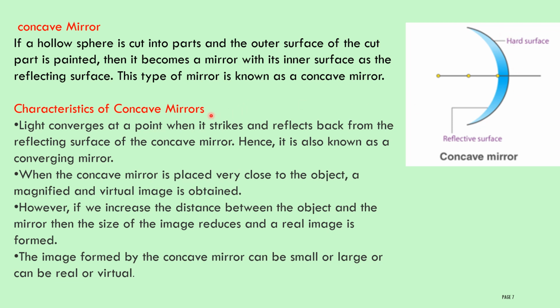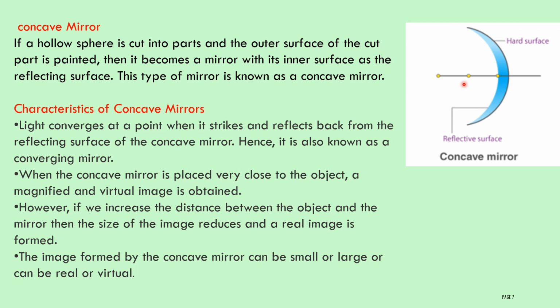Next, characteristics of a concave mirror. Light converges at a point when it strikes and reflects back from the reflecting surface of the concave mirror. Hence it is also known as a converging mirror. When a parallel beam of light falls on the concave mirror, then after hitting the mirror, the rays will meet at a single point. That point we call the converging point, or that process we call converging.